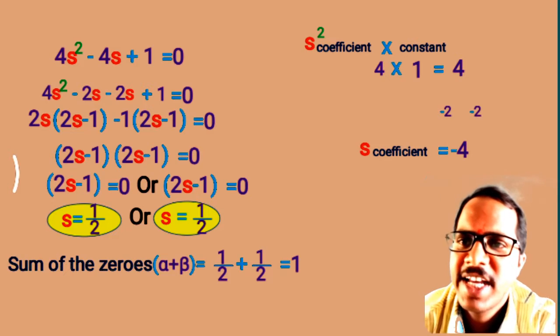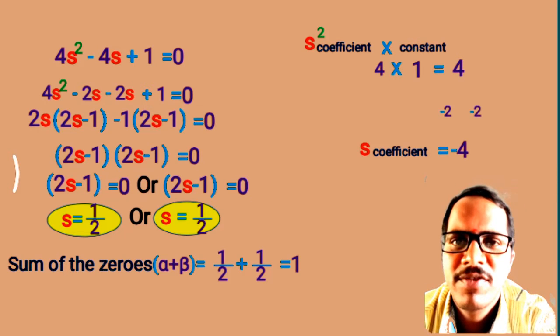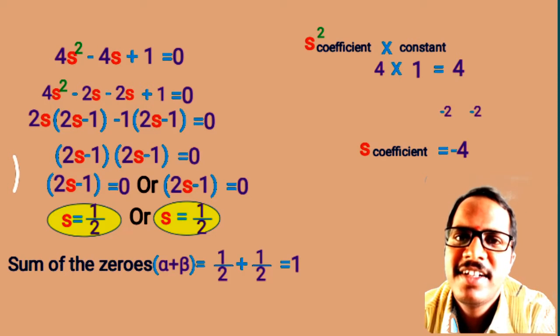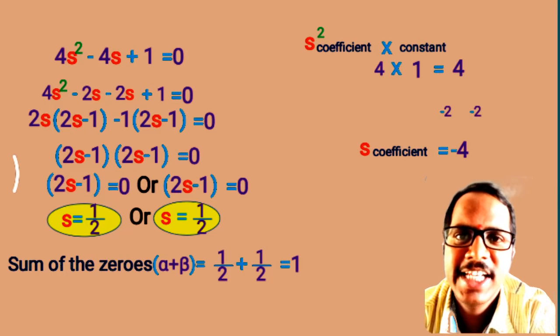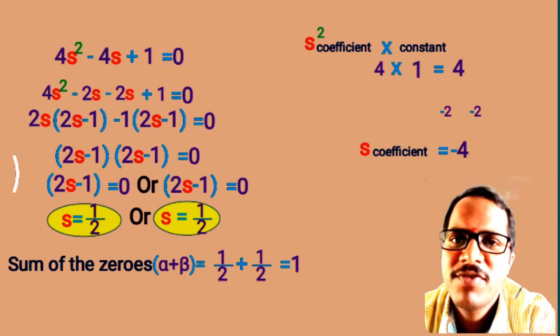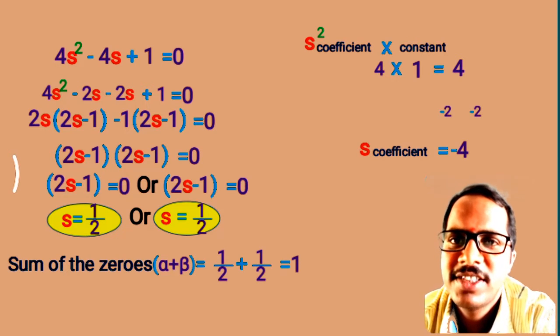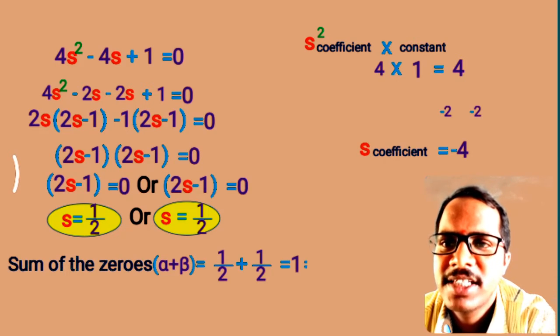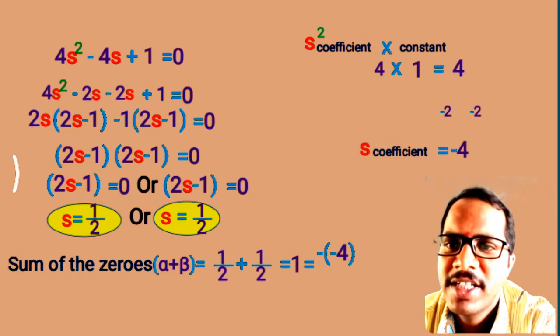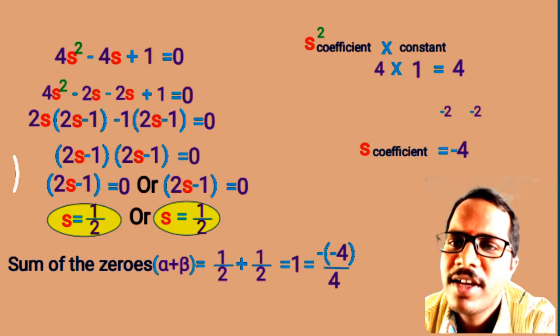Yes, we can write this one as 4 by 4, but here the x coefficient is negative 4, and if we write 4 by 4 we get positive. So in the numerator we should get negative 4. For that we can write the positive 4 as minus into minus 4. So this 1 can be expressed as minus into minus 4 by 4.